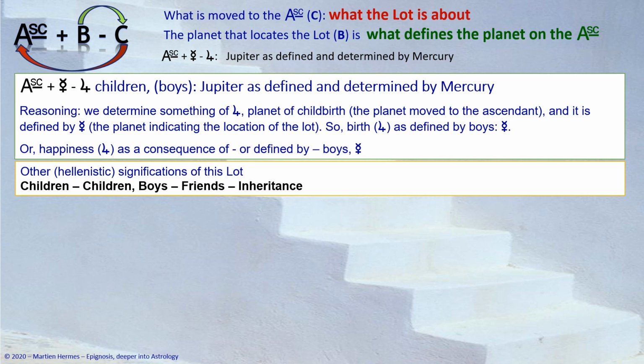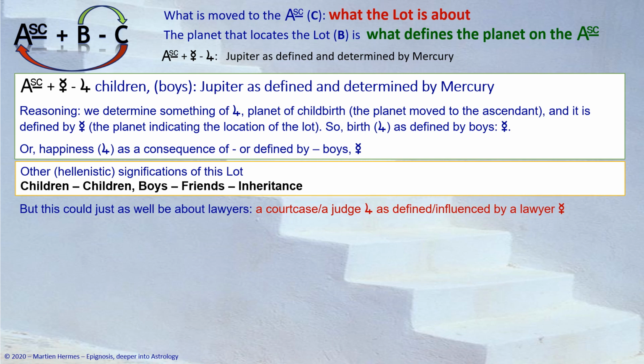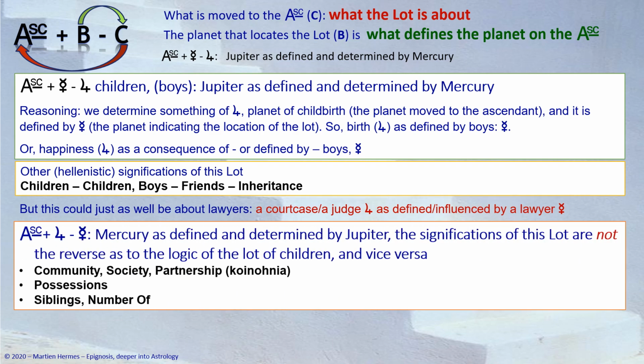And my point is that this logic cannot be reversed by saying that when I change the order in which these planets are used in a formula by night, you get a different signification or the same signification. My principle, this template, is different, because when I reverse the formula and say the Ascendant plus Jupiter minus Mercury, I am not talking about Jupiter as defined by Mercury, but it's the other way around. I'm talking about Mercury as defined and determined by Jupiter. And the significations of this lot are not the reverse as to the logic of the lot of children, which I've described in the box above here.